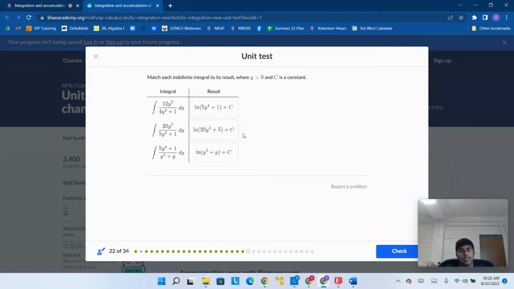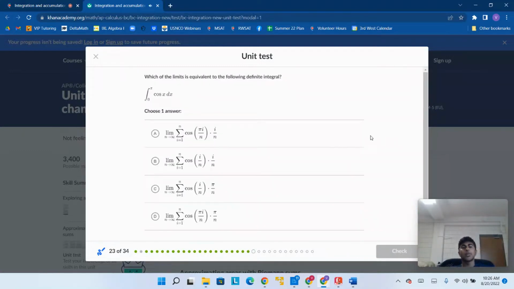If I take the derivative of the one that's at the top right now, then the denominator is going to be 5y to the 4th plus 1, and the numerator is just going to be 20y cubed. So that's there. And then here, if I take the derivative of that, in the denominator I get 20y cubed plus 5, in the numerator I get 60y squared. I can cancel out 5 from everything, and I get that integral right there. And we can move on to the next question.